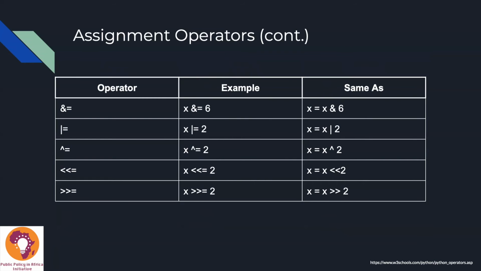So assignment operators continued. This is where they get a little complicated. Don't worry too much about this slide. We have and equals, or equals, exclusive or equals, and then these are bitwise shifts. I'm not going to spend much time on these. You'll almost never use these. I just wanted to show them because you could see them if you look at somebody else's code.